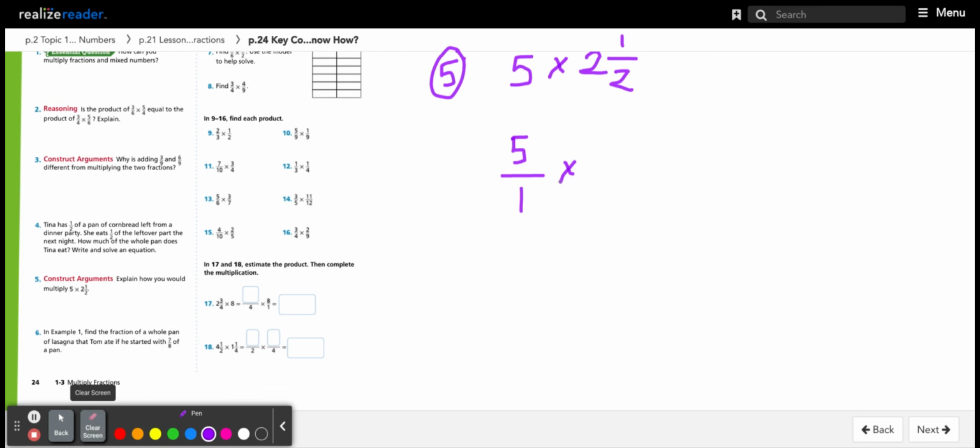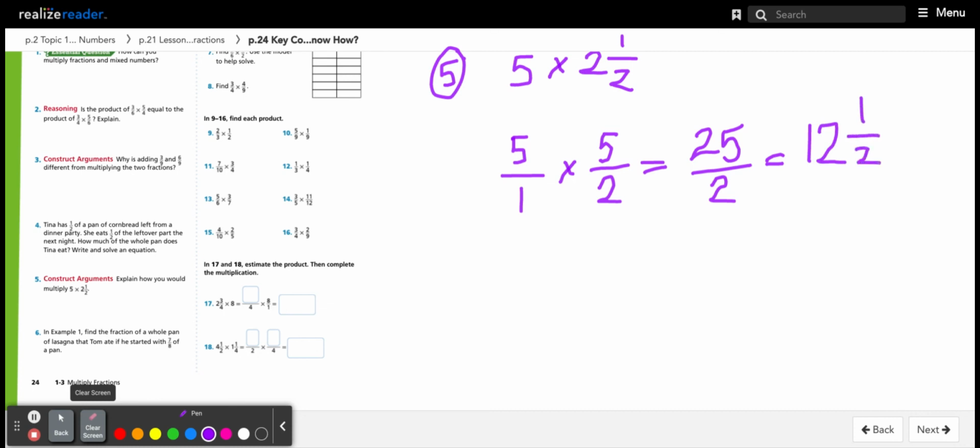So 2 1/2 is 5 halves. I multiply straight across. I get 25 over 2. How many times does 2 go into 25? 2 goes into 25 12 times with 1 over 2 left over.